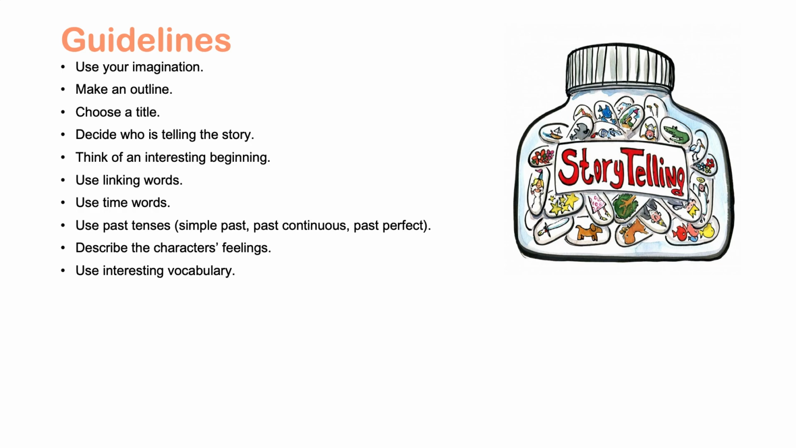Use interesting vocabulary to impress the reader. So instead of writing, he looked at her quickly, write, he glanced at her. Instead of bad accident, say horrible or tragic accident. Include a variety of grammatical structures, such as conditionals, inversion, participle clauses, etc.